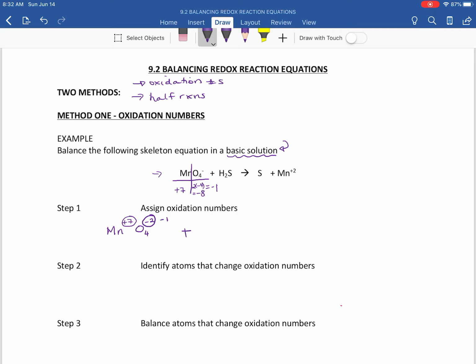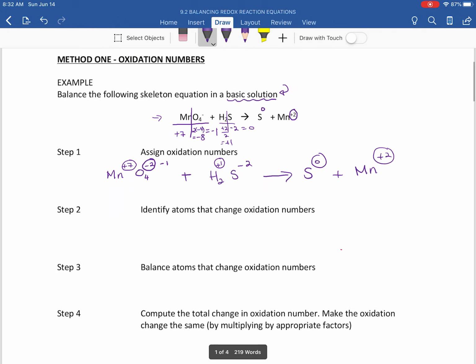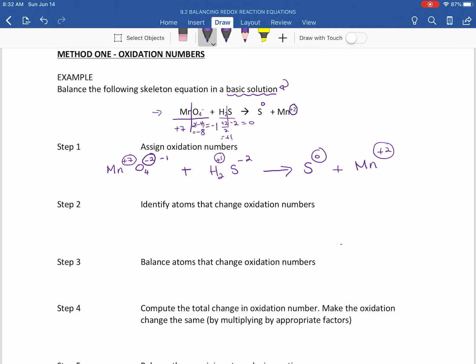Then H2S, it's a neutral compound, so it should equal 0. And we know in this situation, sulfur's -2. And that means this has to be +2. And since I have 2 hydrogens, each hydrogen is assigned +1, right? So I can assign my hydrogens as +1 and my sulfur as -2. Then any element on its own in standard state has an oxidation number of 0. Any ion has an oxidation number of the ion charge. So we've got those.